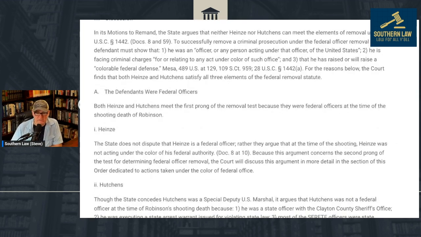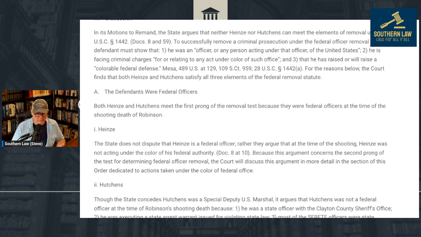The court says, to successfully remove a criminal prosecution under the federal officer removal statute, a defendant must show that, 1, he was an officer or any person acting under that officer of the United States. And some of these defendants certainly were that, so there will be a prong 1 satisfaction. 2, he's facing criminal charges for or relating to any act under color of such office. Now, the state's going to debate that. They're going to say what they were doing was outside the scope of any authority that they had for anything they were doing on behalf of the federal government.